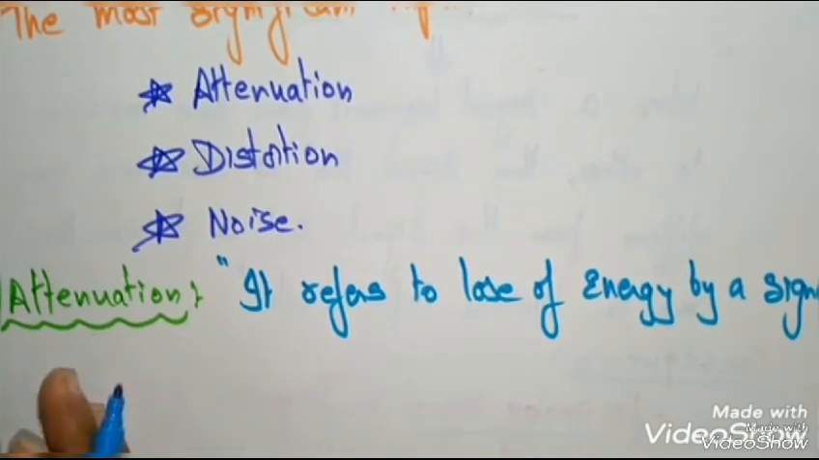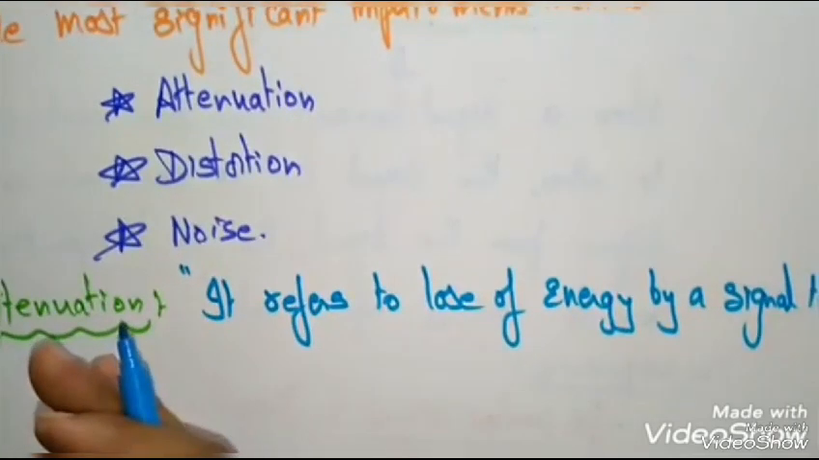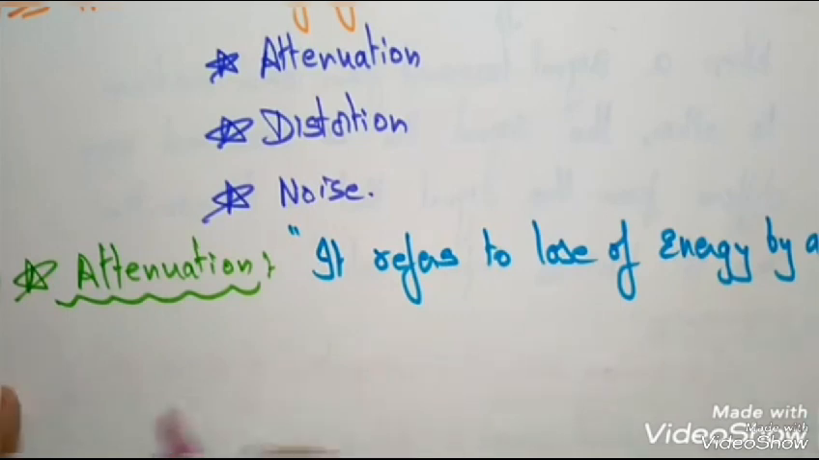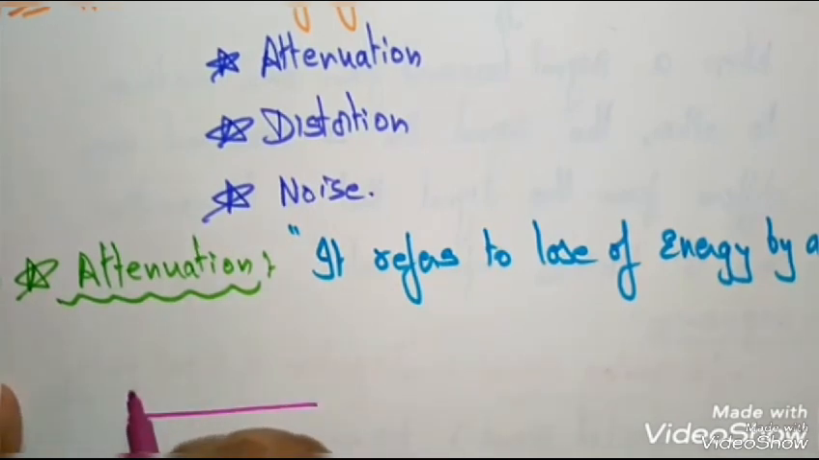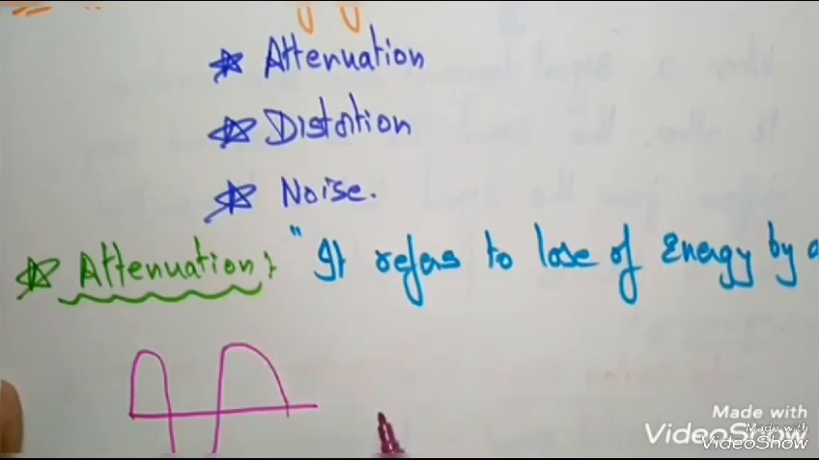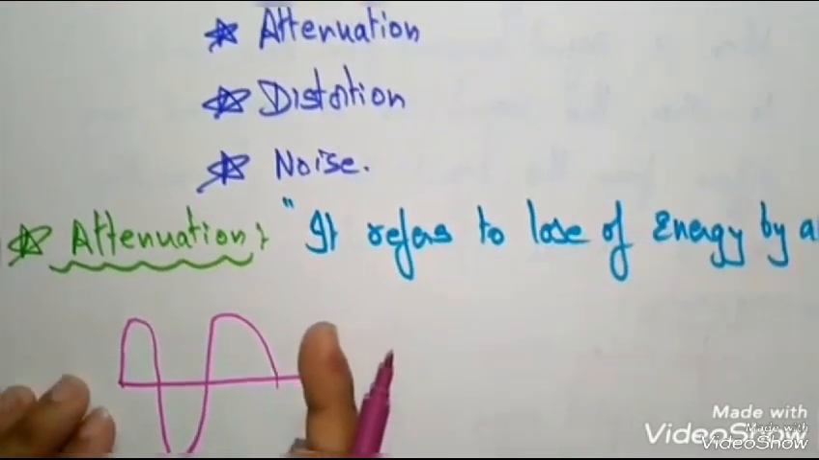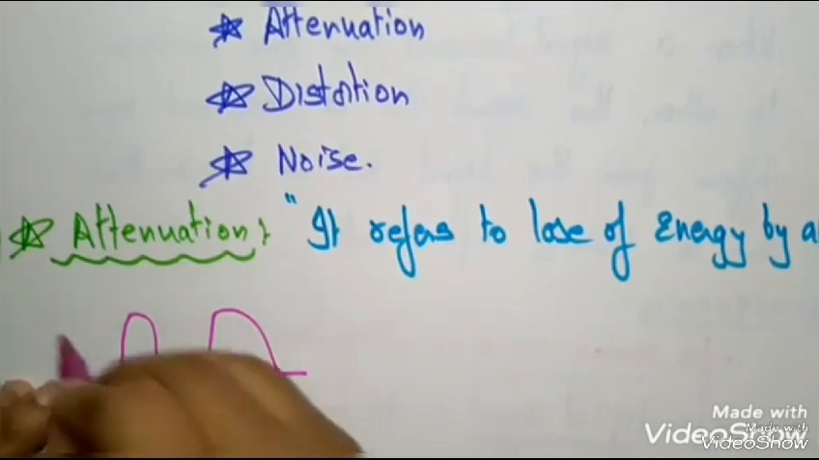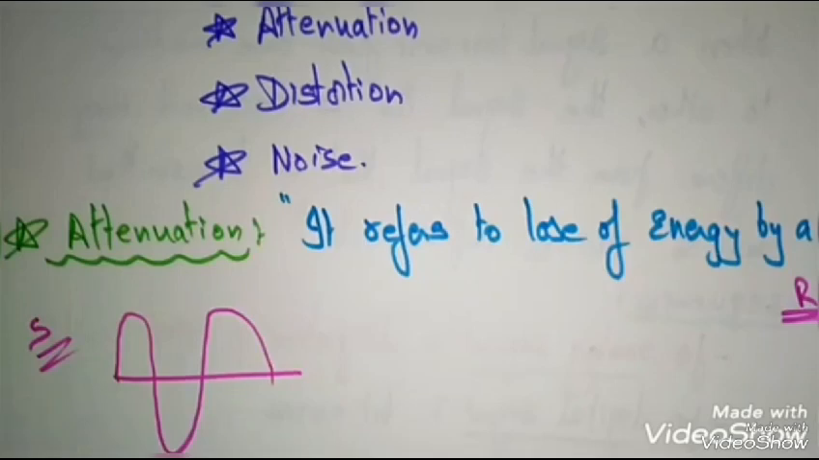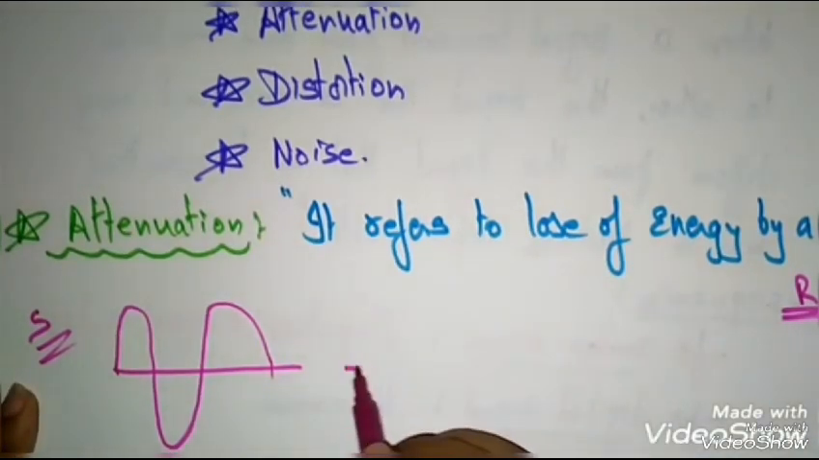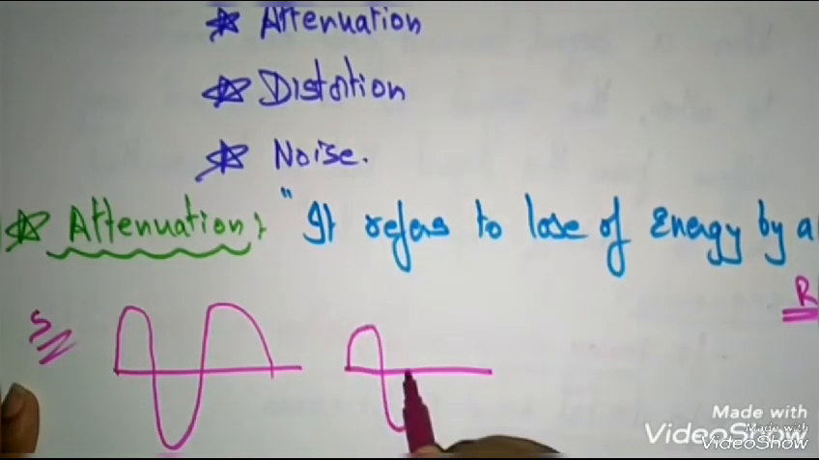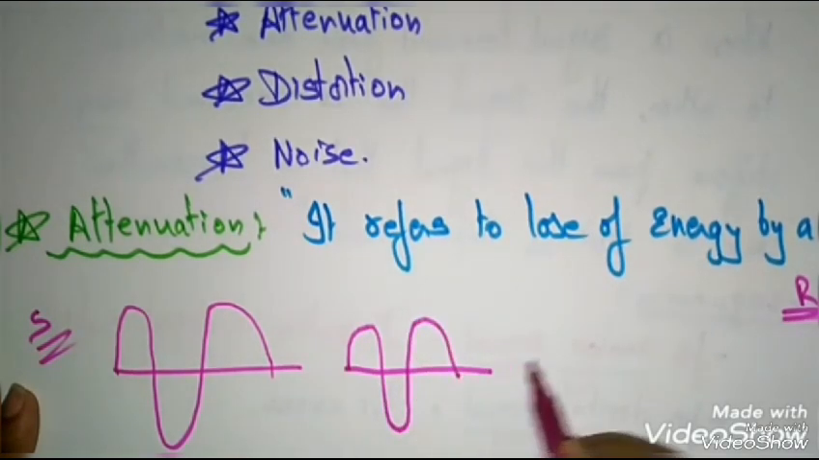Now let us draw one diagram, then we will see how it works. Attenuation is usually overcome by the resistance of the medium. Now I am going to draw a diagram. This is a sine wave, that is an analog signal. This signal is sent by the sender. On the other side we have a receiver. The signal is going to be reduced, losing strength due to attenuation.